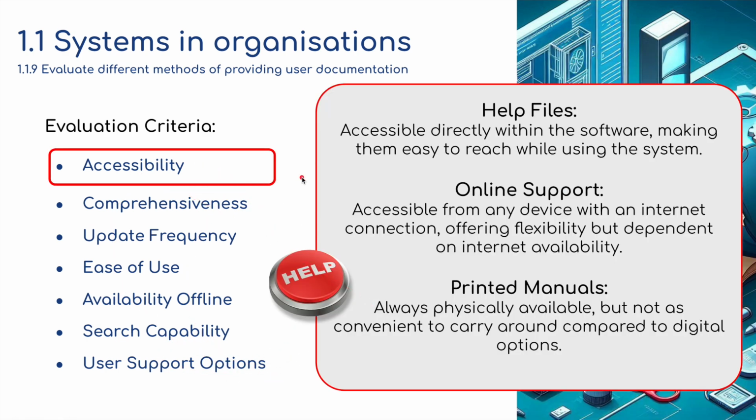Okay, so accessibility. Help files: accessible directly within the software, making them easy to reach while using the system. Online support: accessible from any device with an internet connection, offering flexibility but dependent on internet availability. And printed manuals: always physically available but not as convenient to carry around compared to digital options.